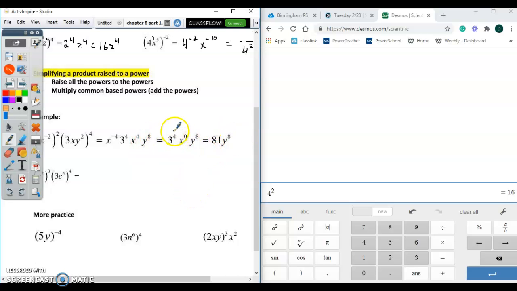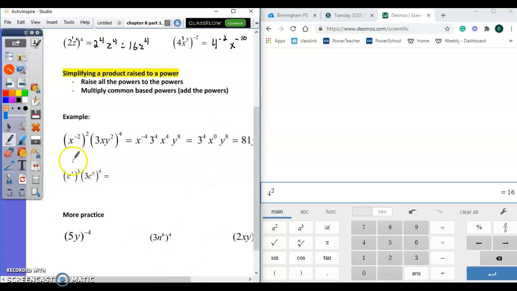Over here I simplified it. 3 to the 4th power is 81. That's how I got that. So let's look at this one and let's break it down. So c squared to the 3rd. So 3 times 2 is 6. So that's c to the 6th power.